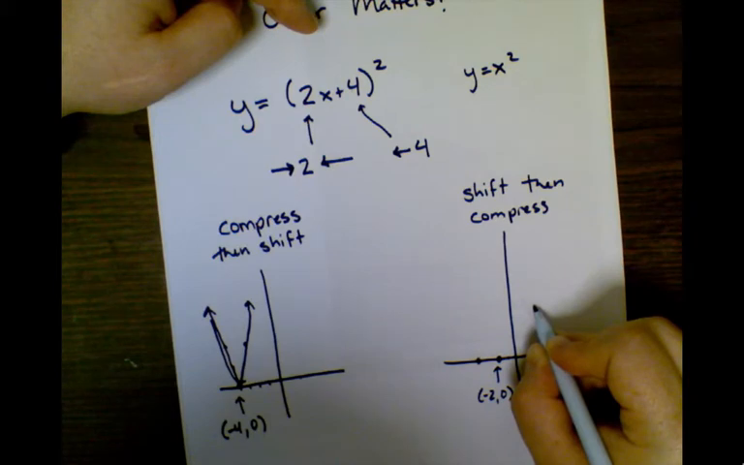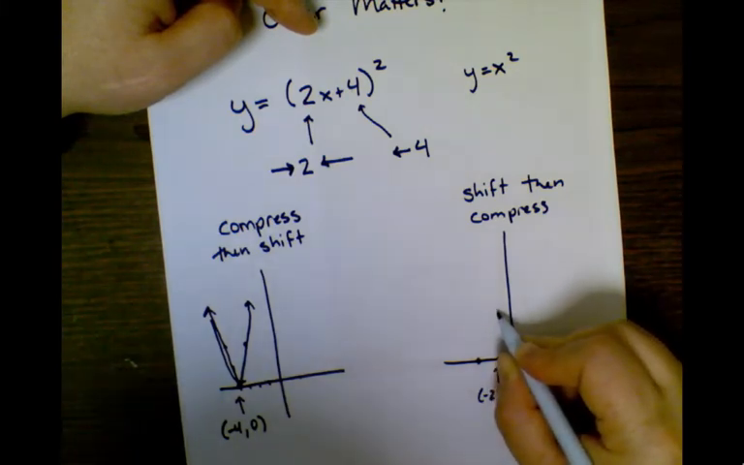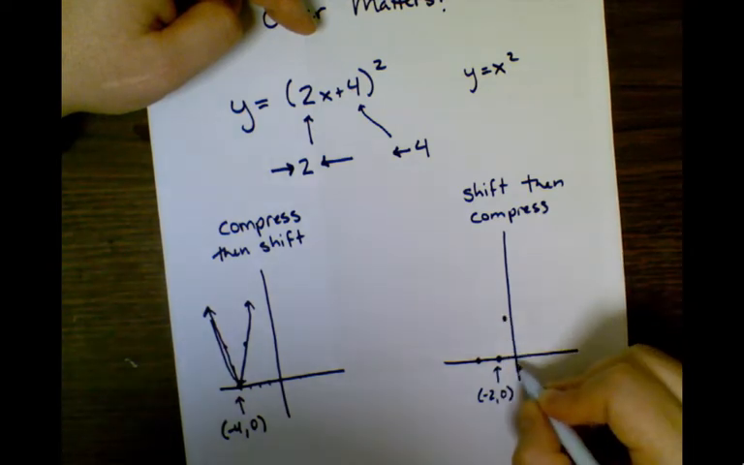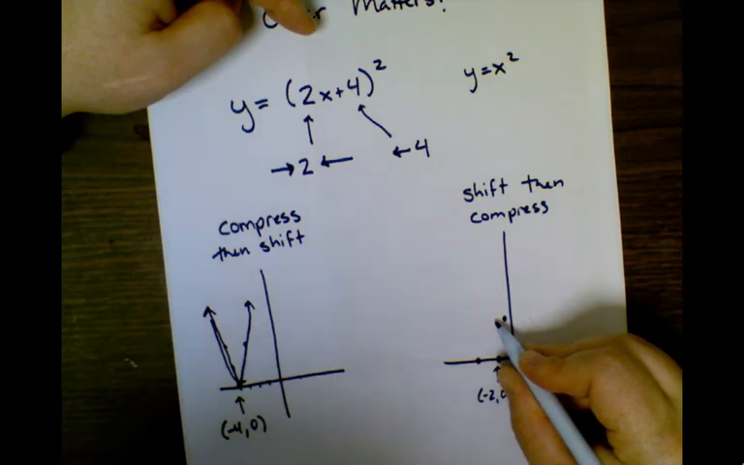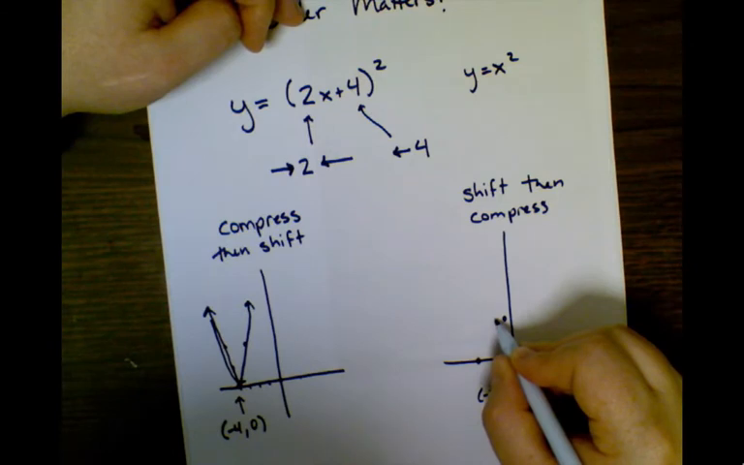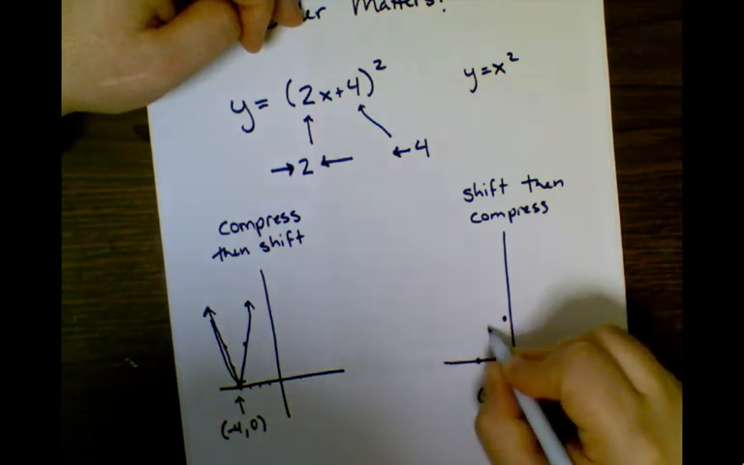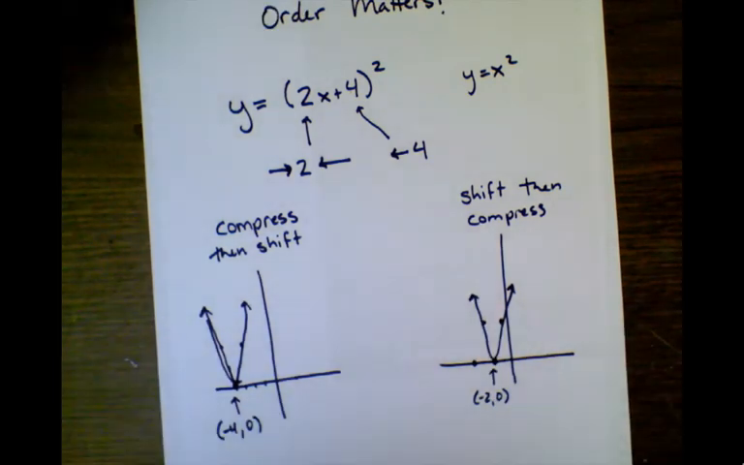If I shift it, I'm at negative 2, 4, and then I compress, so I cut the x value in half, and now I'm at negative 1, 4. Another point that would be on my graph would be negative 2, 4. If I shift it 4 to the left, now I'm at negative 6, 4. Cut that in half, I'm at negative 3, 4. And so I have a skinny parabola whose vertex is at negative 2, 0.